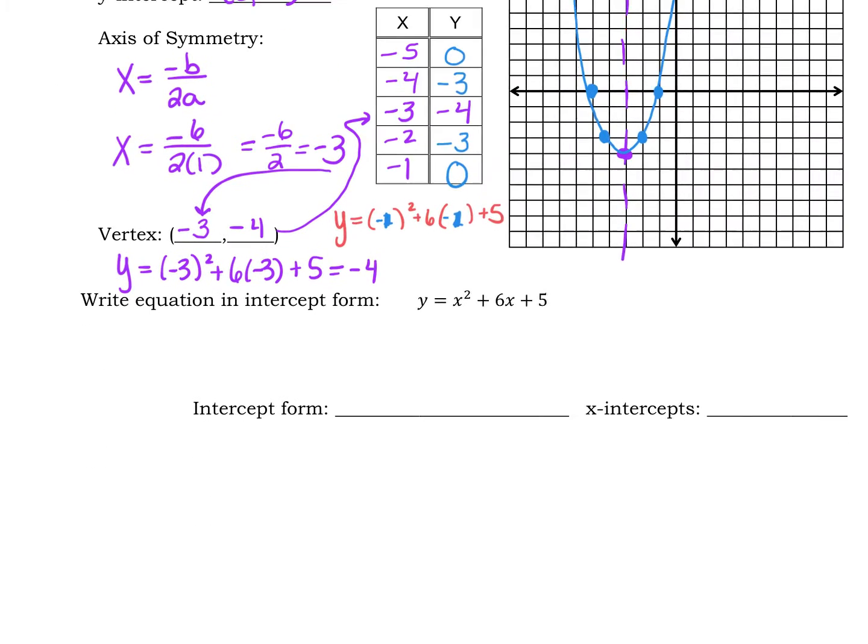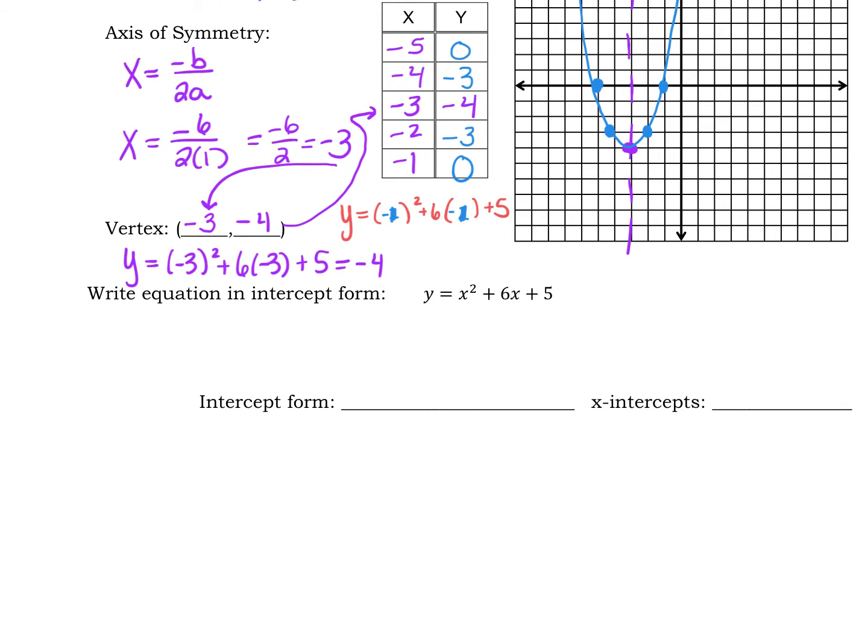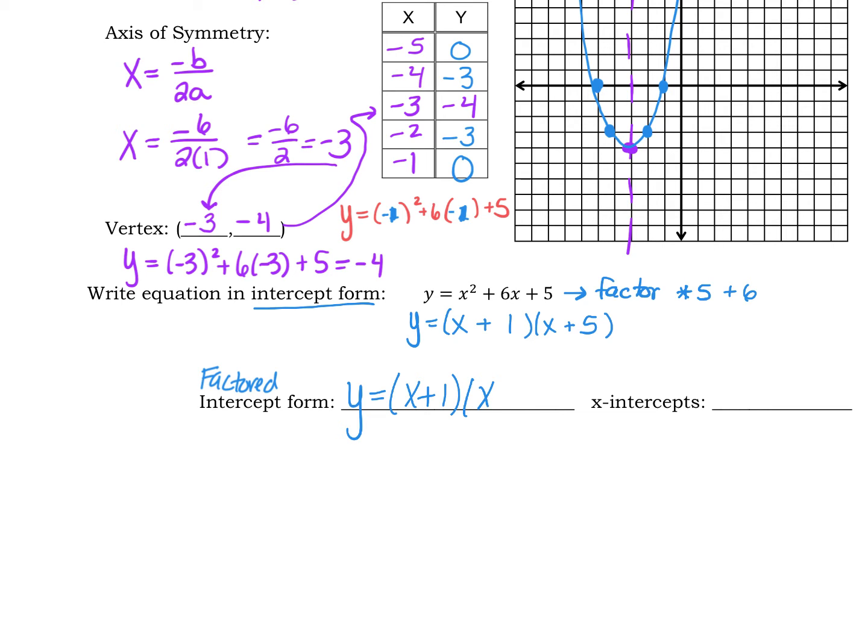Now it wants us to write this equation in intercept form. So what does that mean? That means I need to factor this by finding two numbers that multiply to 5 but add to 6. The only two numbers that multiply to 5 would be 1 and 5. And those two numbers also add to 6. So our intercept form is also called factored form. It's going to be x plus 1, x plus 5.